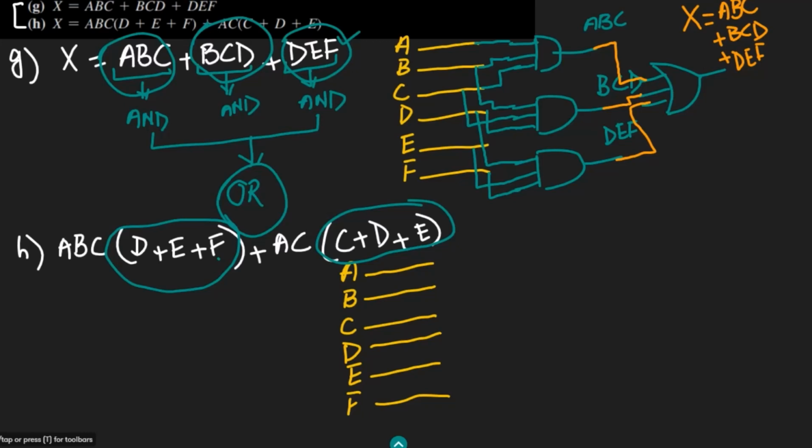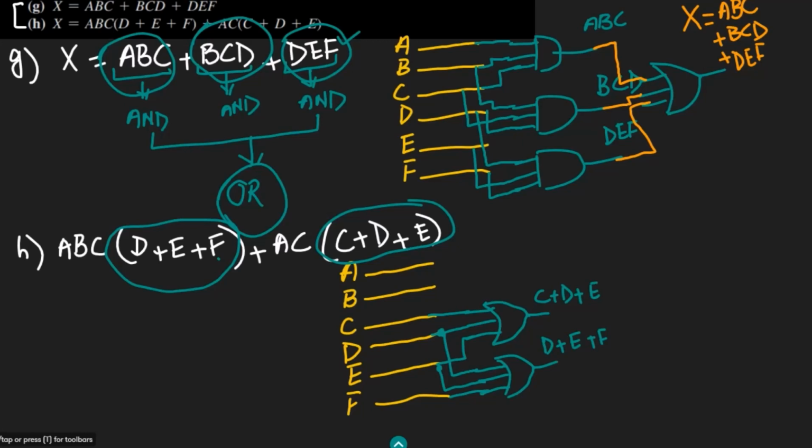So C, D, E are here, so let me add them by using a 3 input OR gate. Here C, D, E, and I will get C plus D plus E. Similarly here D, E, F. For D, E, F, let me use another OR gate. This is the OR gate, and to it 3 inputs. For D I have this input, for E I will have this, and for F I will have this one. So here I will get D plus E plus F. So these are the 2 inputs.